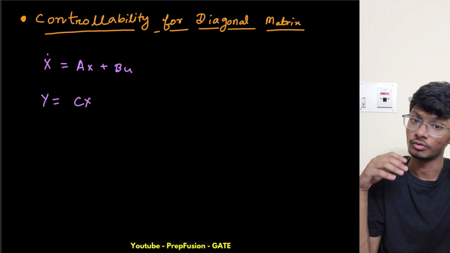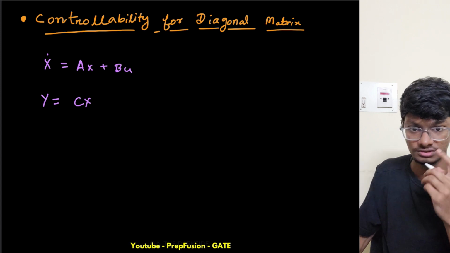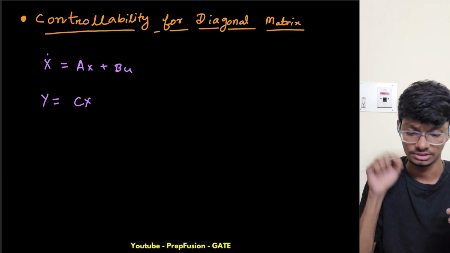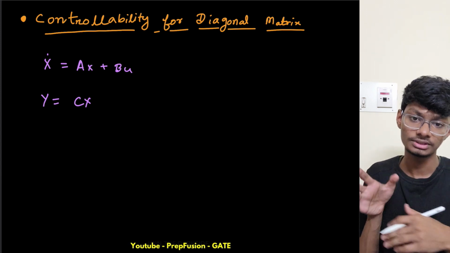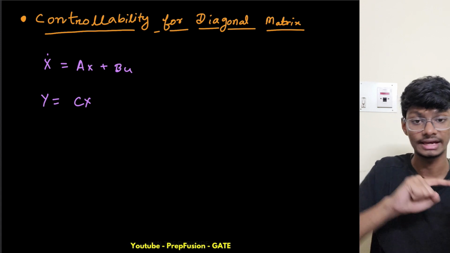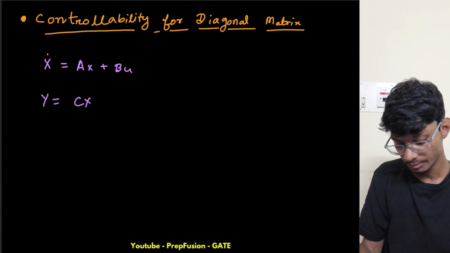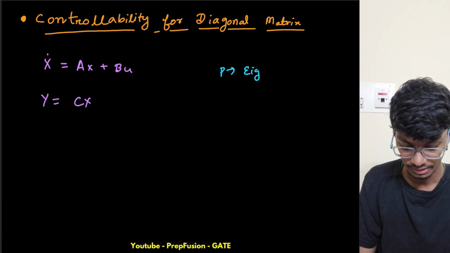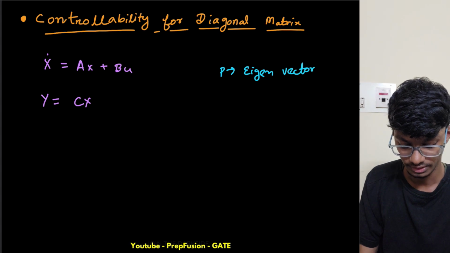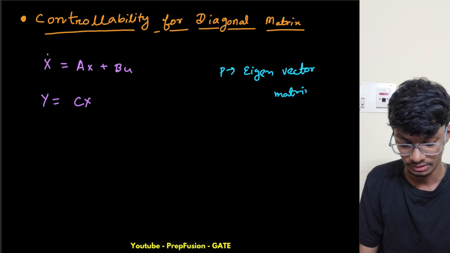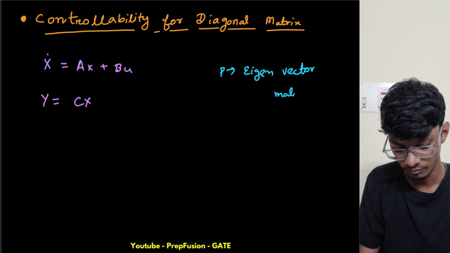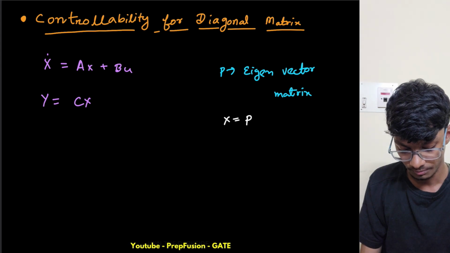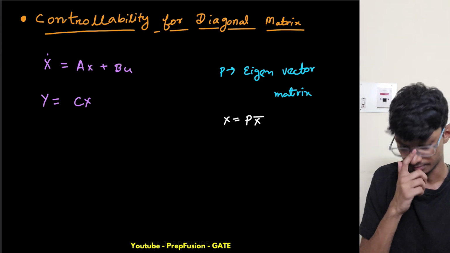If you want to check controllability through another method, the first method is Kalman's test. But if you want to use this other method, what you have to do is diagonalize the matrix, as we learned in the previous lecture. Basically we will have some eigenvector matrix P, and then we will use a transformation. What we used to do was x equals P times x bar.